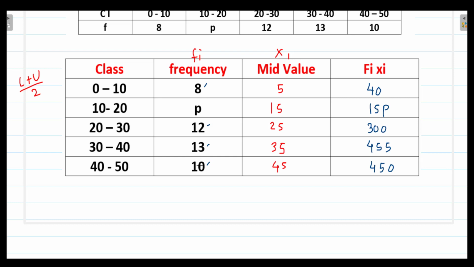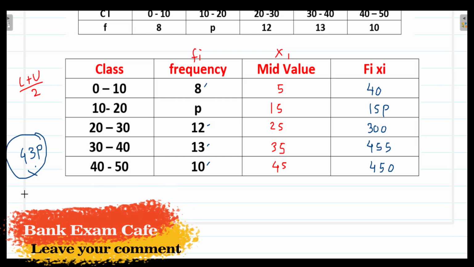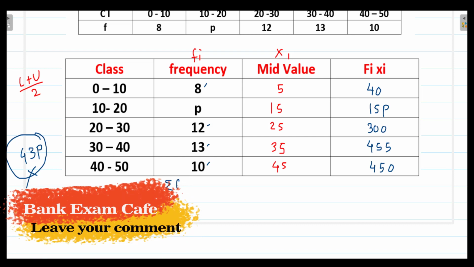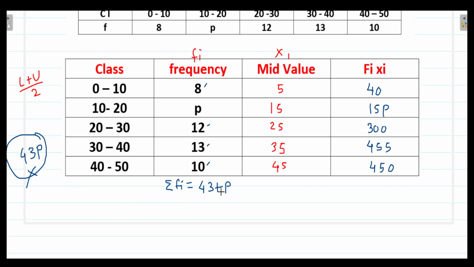I tell you what the students do, they just add all these numbers. The sum of all these numbers is 43, and they write the sum as 43p. So this is not correct. So here you will have to write it as summation of Fi, which is equal to 43 plus P. Since the P is unlike term, you cannot add it with 43, so it will be 43 plus P. Highlight this first important step.